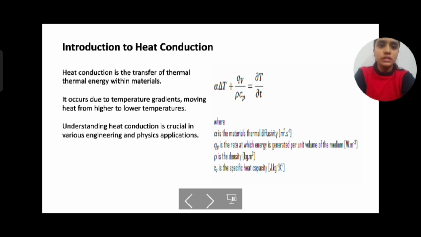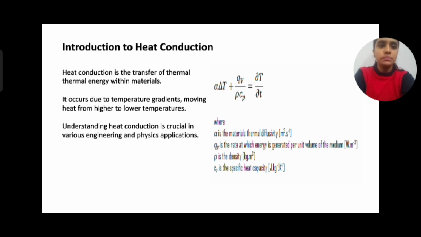Introduction to heat conduction. Heat conduction is the transfer of thermal energy within materials. It occurs due to temperature gradients, moving heat from higher to lower temperatures. Understanding heat conduction is crucial in various engineering and physics applications.